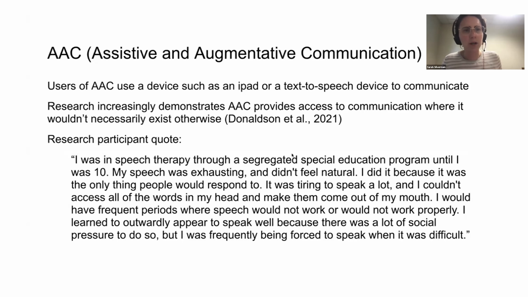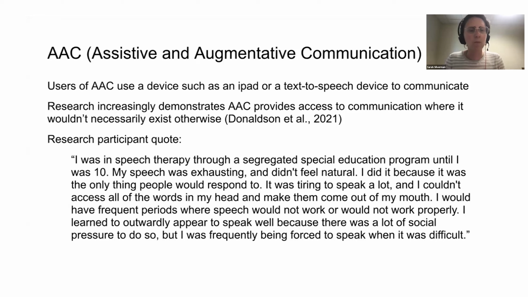And so if you don't already know what AAC is, I wanted to introduce this concept to all of you. AAC stands for Assistive and Augmentative Communication. Users of AAC often today use a device such as an iPad or a text-to-speech device to communicate. Though when Diana and I were talking before the webinar, she was mentioning that before computers, people who use AAC would often use paper to show images or point to images or letters to communicate.